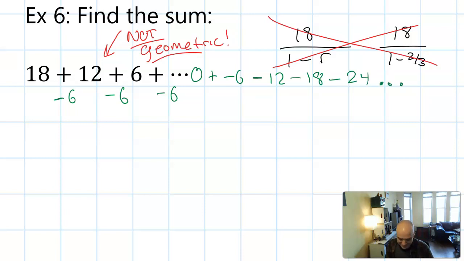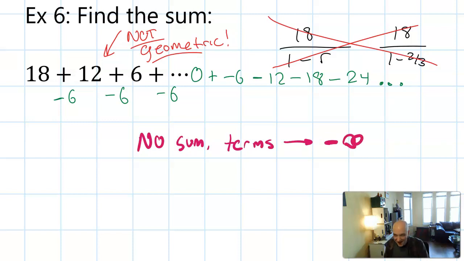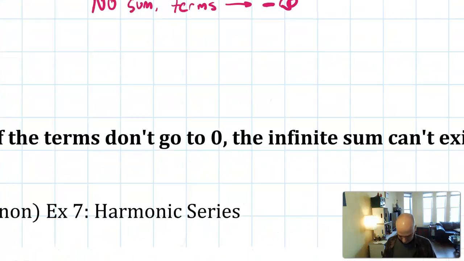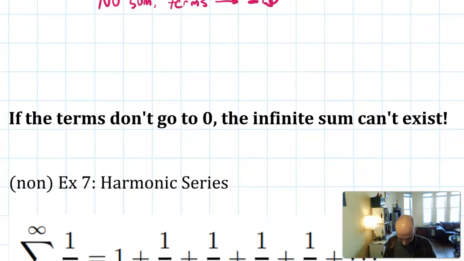and I would have no sum because the terms approach negative infinity. So it's not geometric, it's arithmetic. The terms approach negative infinity. You can't use the formulas. Again, just watch out and make sure before you start using an equation, you've actually satisfied what you need to know.